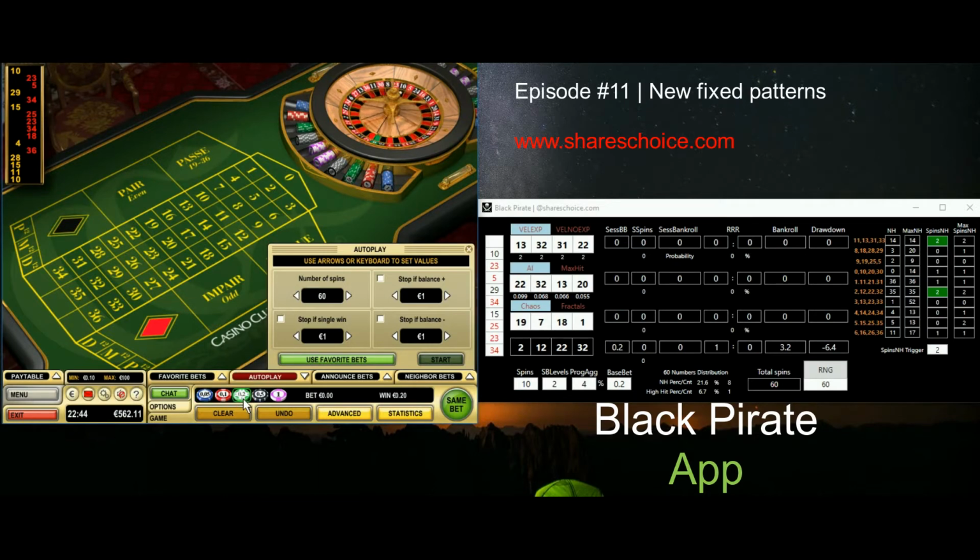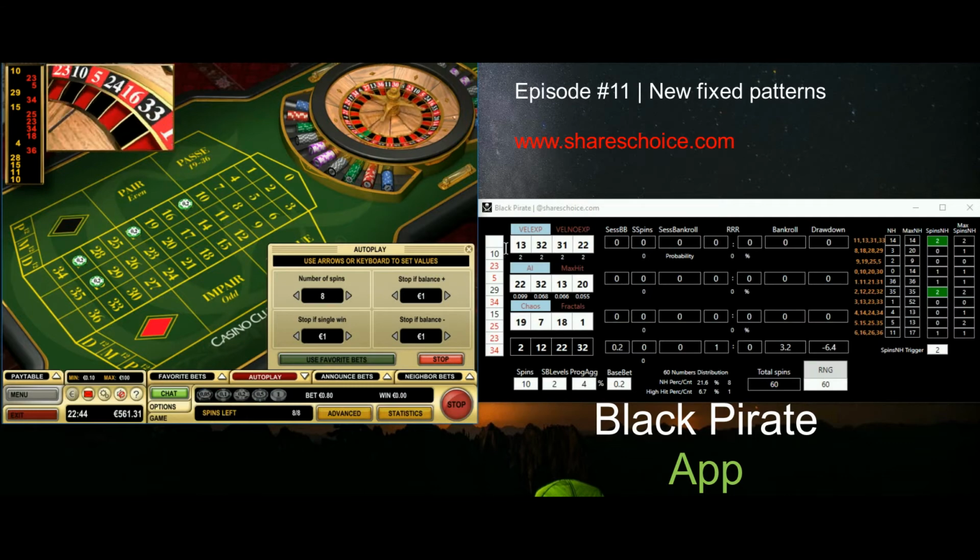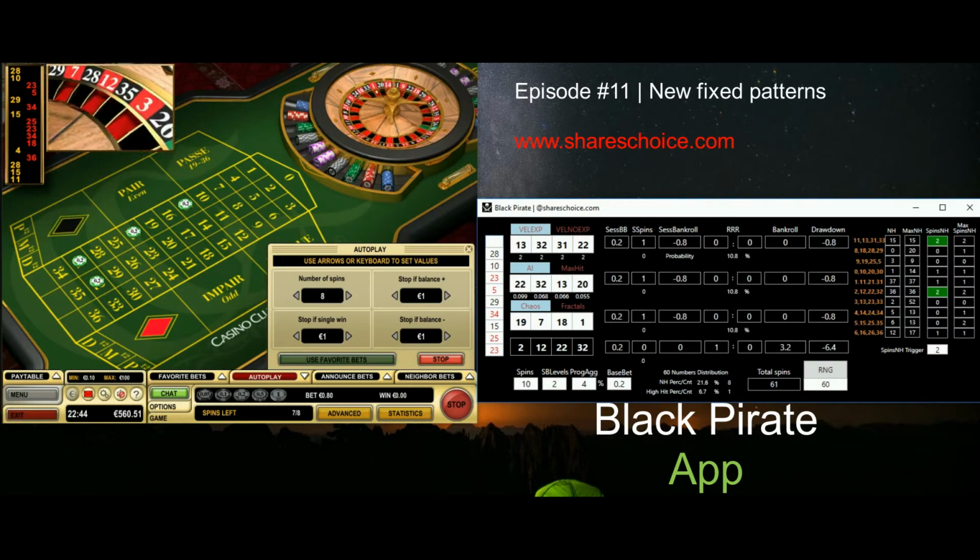So this time I'm recording audio after I recorded my live play. I'm using the Black Pirate app again as usual. Plus I'm also analyzing what I'm now calling fixed patterns. But what changed and what is really improved is in these fixed patterns.